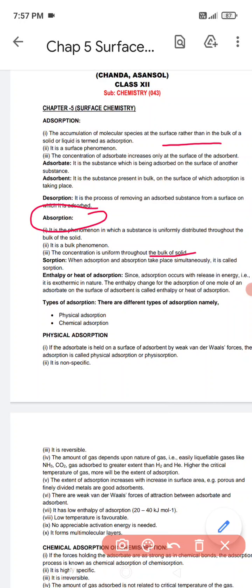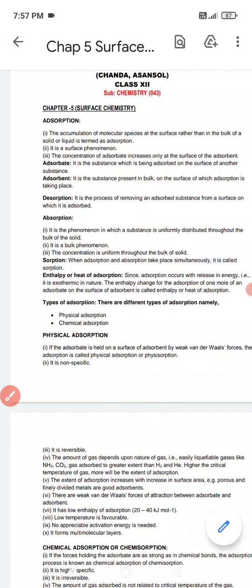Now another term here is sorption. What is called sorption? Sorption is a process when both adsorption and absorption take place simultaneously. What is the meaning of simultaneously? That is, taking place together. In certain substances, both adsorption and absorption take place simultaneously, and that is called sorption.